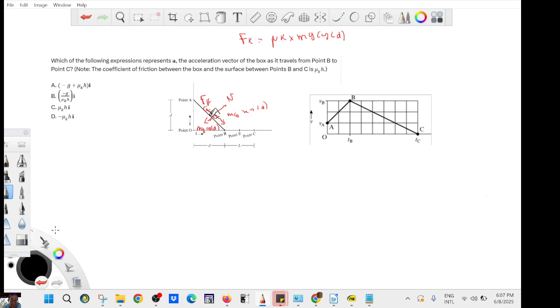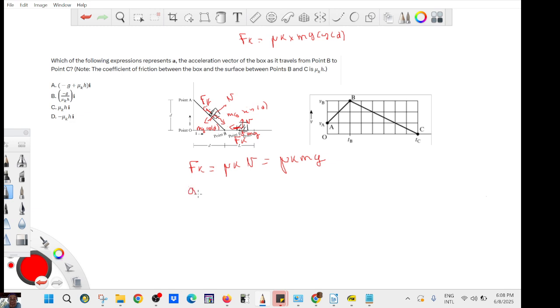But once it reaches the bottom here, sliding from B to C, the only force opposing the motion is the kinetic friction. Because down you have mg, and up you have the normal force here. So the kinetic friction equals, in magnitude, the coefficient times the normal force. So it's going to be the coefficient times mg.